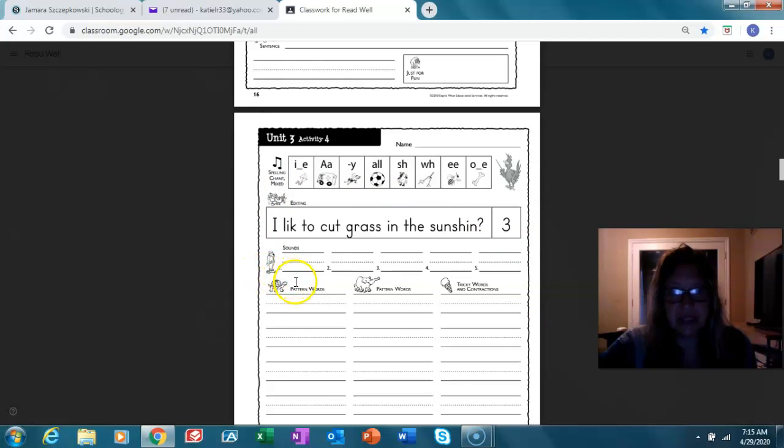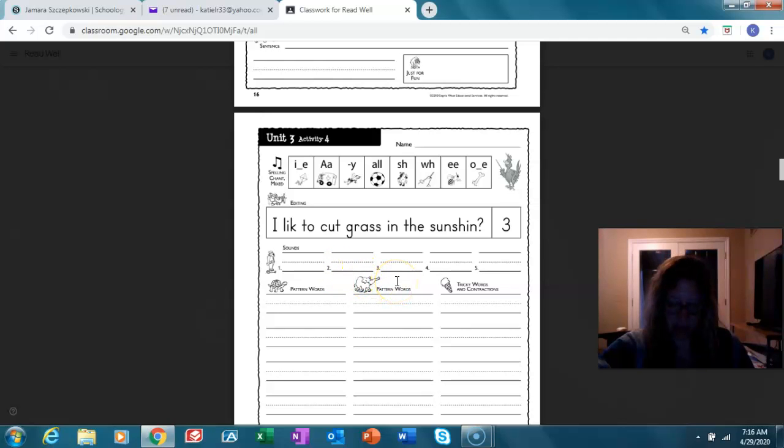Next, we're going to go down to sounds. So touch the line for sound 1. And the first sound, all. Put all on the line. And that should be spelled A-L-L. Next one, ooh. Write it. And that should be spelled O-O.